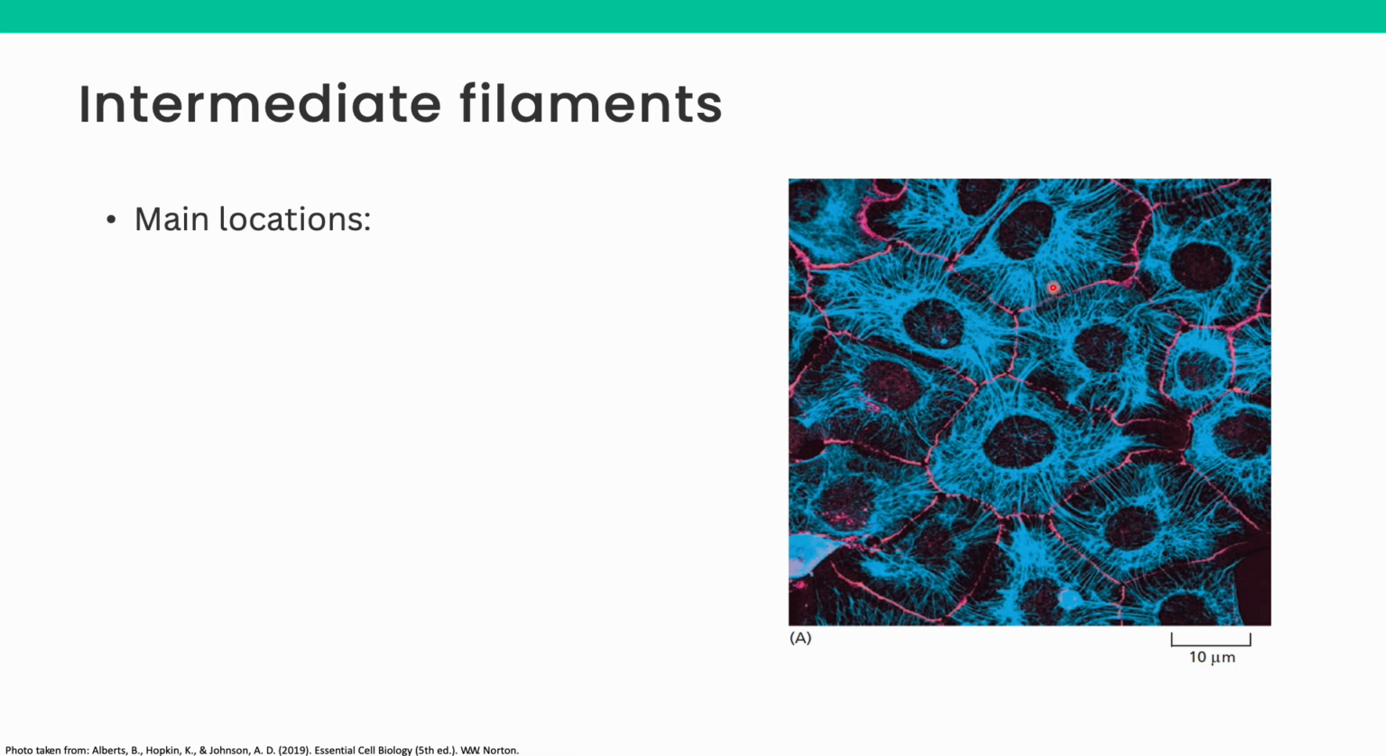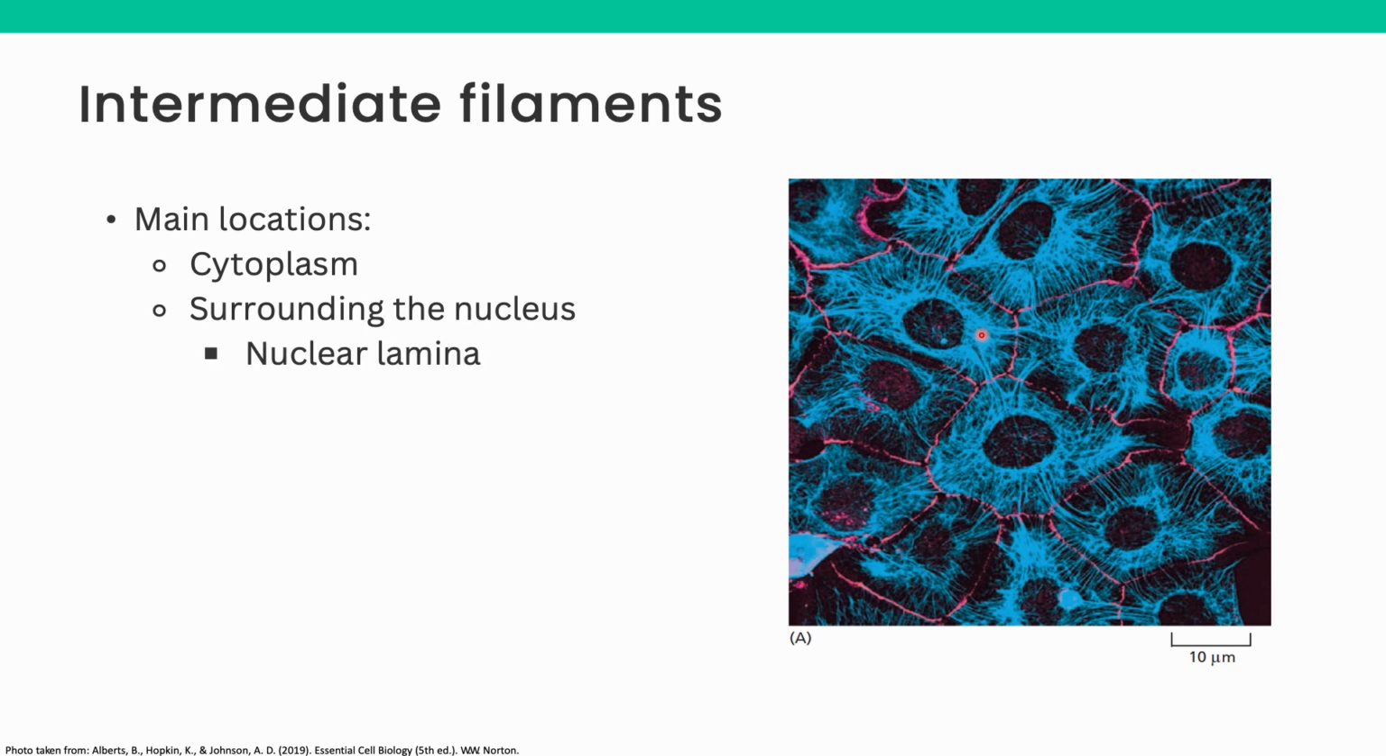Next, let's take a look at the main locations where we can find intermediate filaments in the cell. In this micrograph, you can see the intermediate filaments colored in blue, and the red lines that you see here are the demarcations between the different cells. The first place where we can find the intermediate filaments are in the cytoplasm of the cell. And here you can see that they form a mesh that surrounds the entire cytoplasm. Next, we can also find them surrounding the nucleus, and you'll notice that there is a high concentration of very dark blue coloration around the nucleus. And this is actually a structure which we call the nuclear lamina.